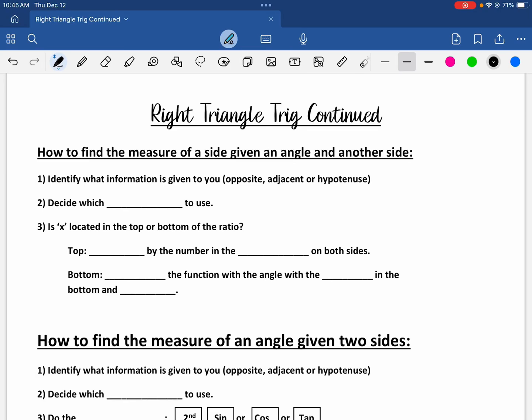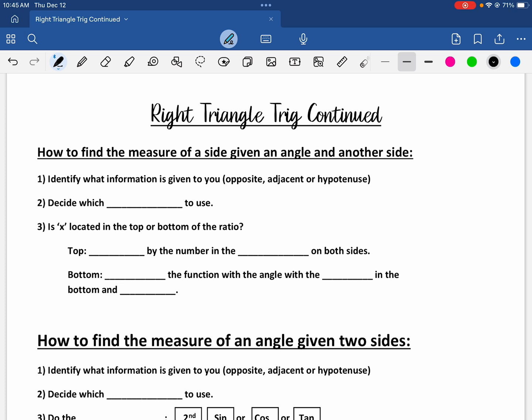All right, we are looking at right triangle trig continued. So yesterday all we did was set up the different ratios using sine, cosine, and tangent and their appropriate sides. Today we're going to look at how we can use those same ratios to help us find the measures of different sides and different angles in these right triangles.